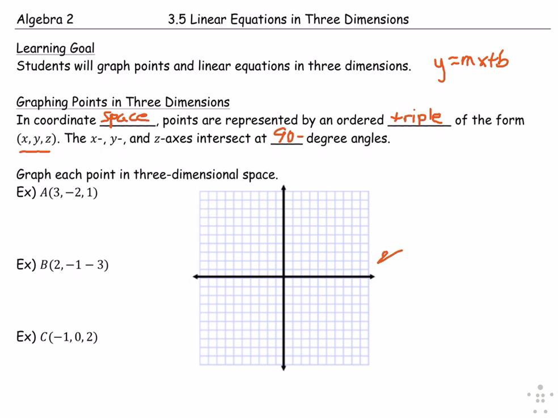So you will be provided with a 2-dimensional graph, and it is then your goal to, at a 45-degree angle, construct the third axis. Remember, these intersect at 90-degree angles, here and here, and then this would technically also intersect at 90-degree angles, like so.